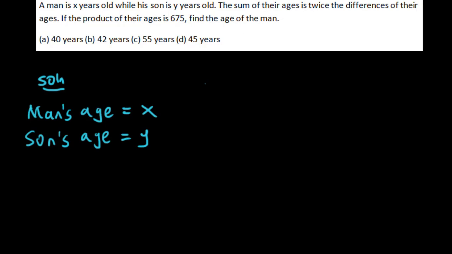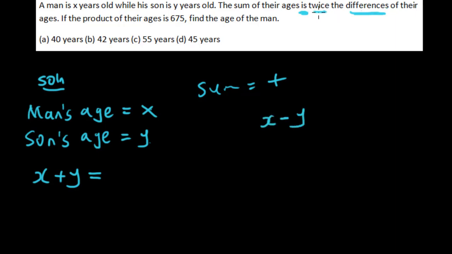Now the sum of their ages. What's the meaning of sum? Sum means addition, plus. And we know their ages are x and y, so the sum of their ages will give us x plus y. Now in a word problem, anytime you see "is", it means equals to. Do you understand? Twice the difference of their ages. Now difference is minus. If the man is older, it makes sense to say x minus y. But we are told that it's twice, so 2 times. I'll put 2 into brackets because I've got 2 entities, so I have to introduce brackets. So I have 2 into brackets, x minus y.